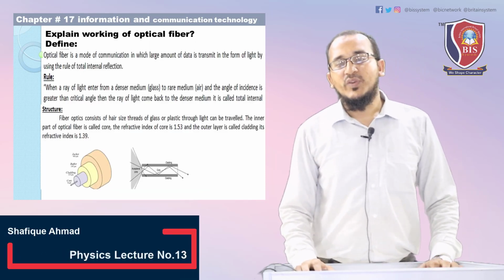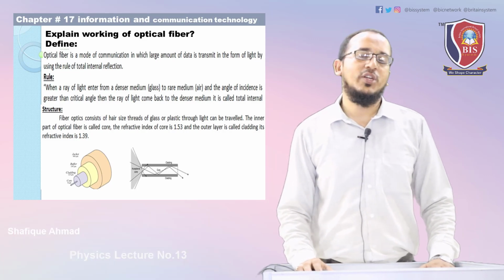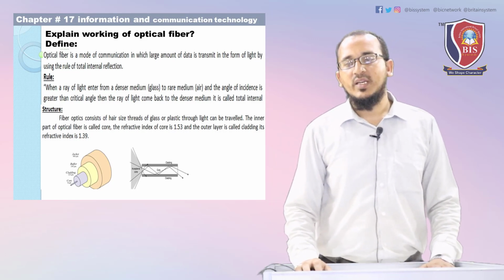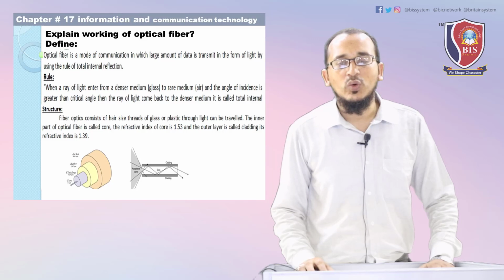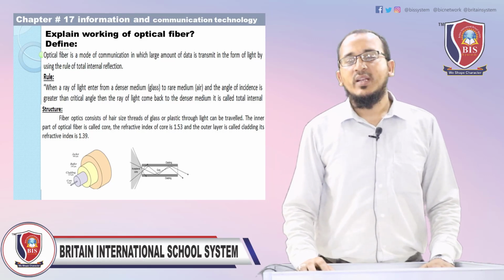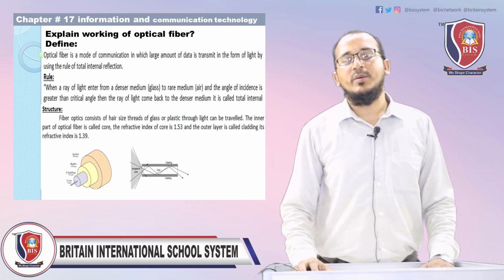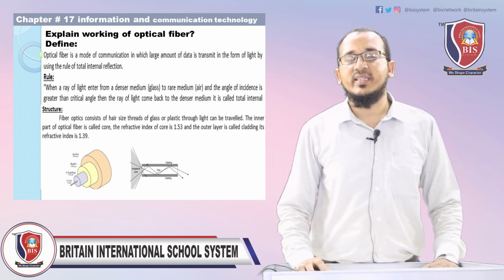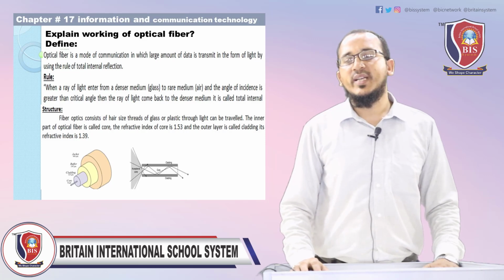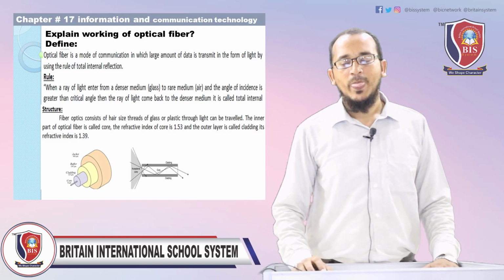Explain the working of optical fiber. Optical fiber is a mode of communication in which a large amount of data is transmitted in the form of light by using the rule of total internal reflection. Rule: when a ray of light enters from a denser medium, glass, to a rarer medium, air, and the angle of incidence is greater than the critical angle, then the ray of light comes back to the denser medium. It is called total internal reflection.